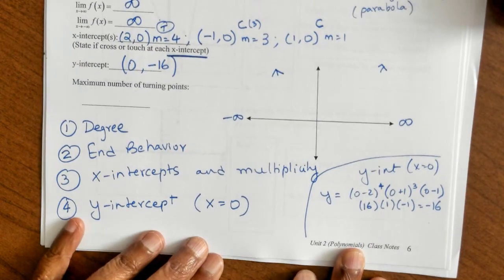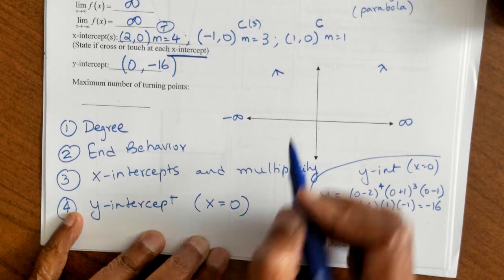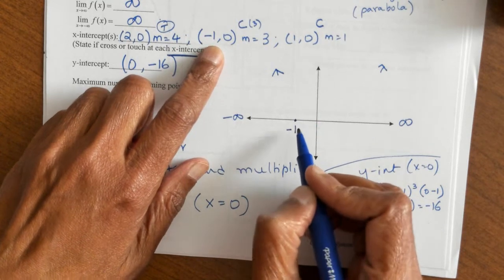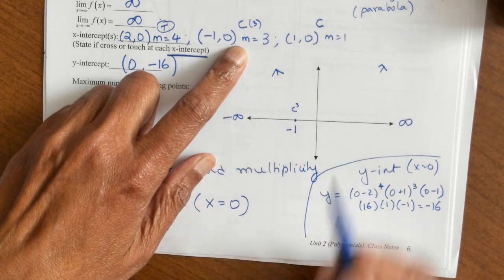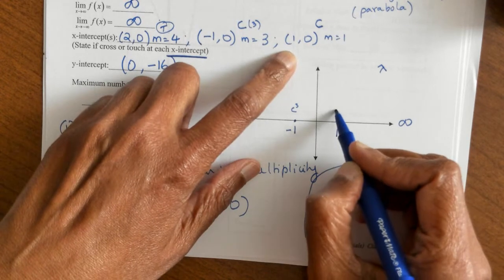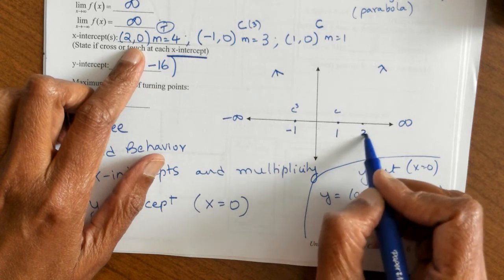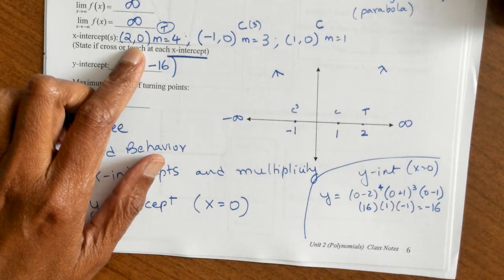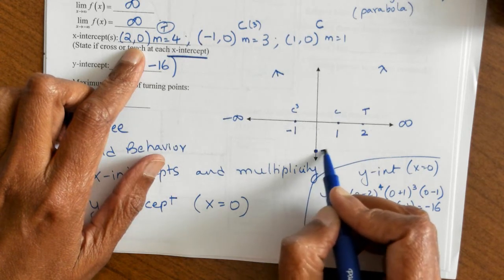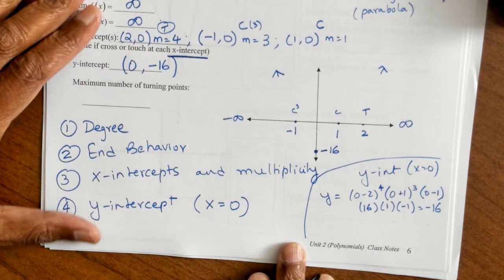Yeah, we're good? So let's go ahead and mark the x and y intercepts on our graph. On the negative x-axis, there's negative 1, 0, and it crosses with a cubic. Next is 1, 0, that also crosses, it's linear. And the last one is 2, 0, it touches. And my y-intercept will be below, negative 16 will be down, but the scale is not right, so let's just put negative 16 here. Okay, now we're ready to graph.